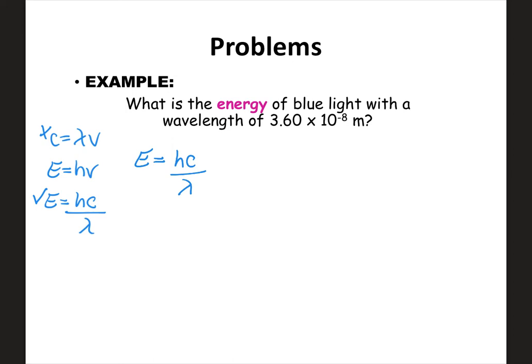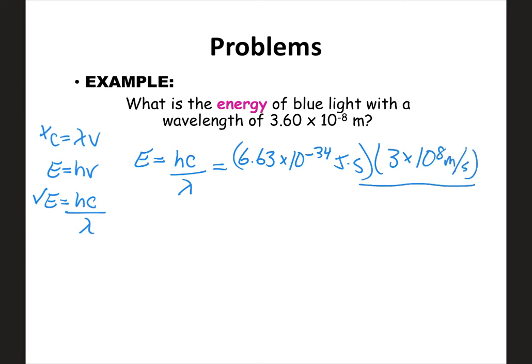I'm solving for energy, so I'm just going to plug in my numbers here and solve for E. H is a constant. Remember, it's always 6.63 times 10 to the minus 34th joules times second. You will be given H. C you need to know is the speed of light. That's 3 times 10 to the 8th meters per second, all over wavelength, which the problem tells me is 3.60 times 10 to the minus 8th meters. Remember, you must have wavelength in meters here. If it wasn't in meters, you'd have to convert.